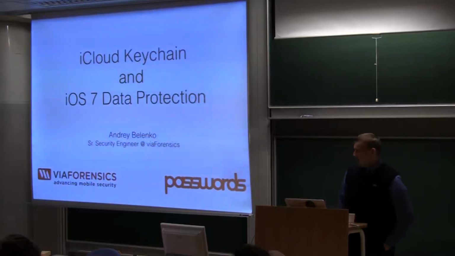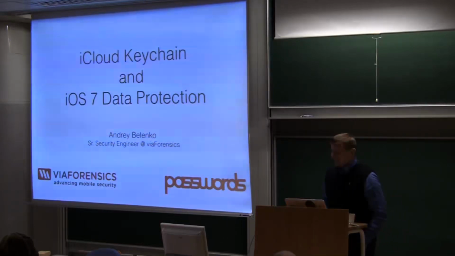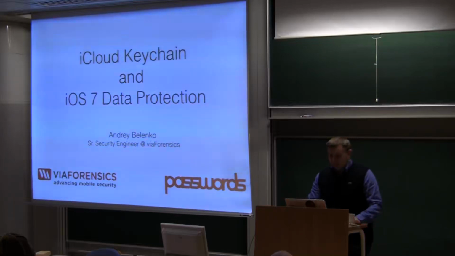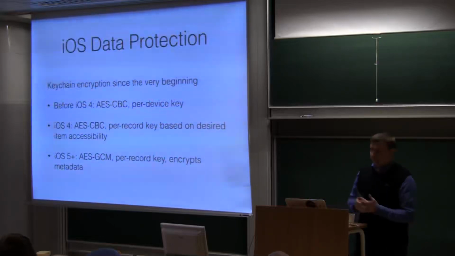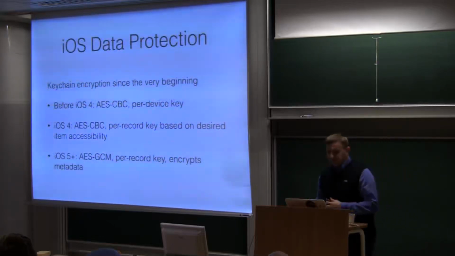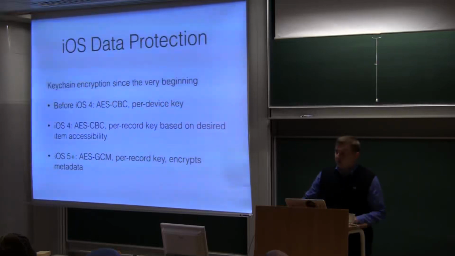One small correction: ElcomSoft is in Chicago, but I still work from Moscow. Today I would like to tell you a little bit about iCloud Keychain and changes to data protection in iOS 7. So let's start with the shorter and simpler part, the data protection. As some of you might know, data protection is a set of technologies in the iOS operating system designed to protect user data from unauthorized access.